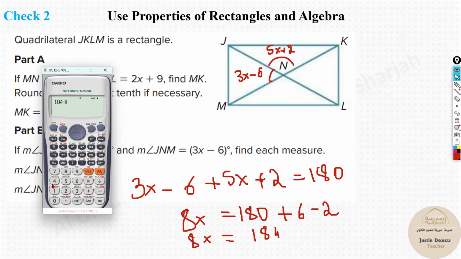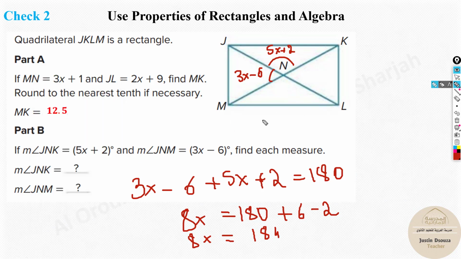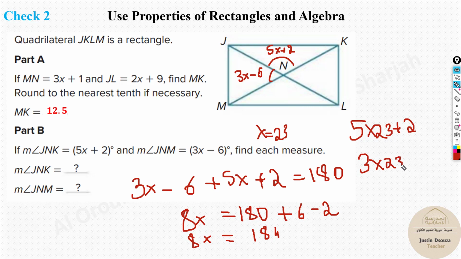184 divided by 8 is 23. So the x value is 23 here for the angles. But that is not the answer. You need to substitute for J and K, right? Substitute 5 into 23 plus 2, and then the same thing over here, 3 into 23 minus 6. These would be the answers.